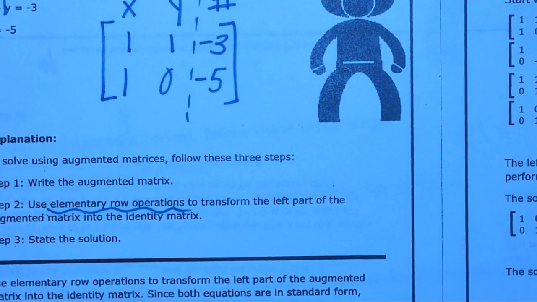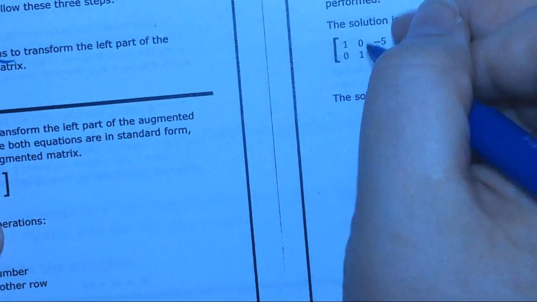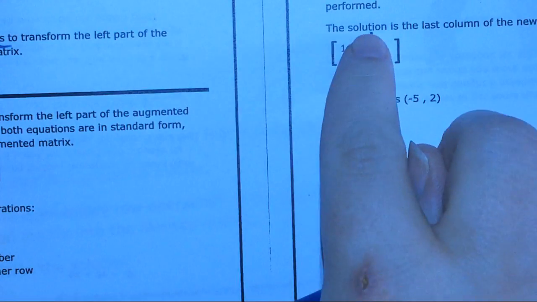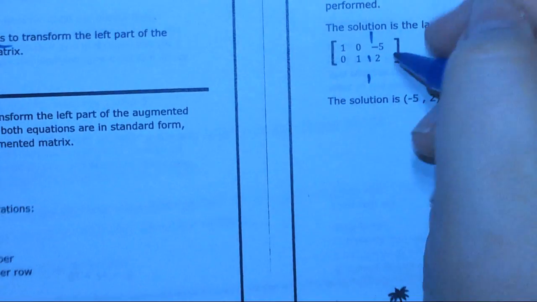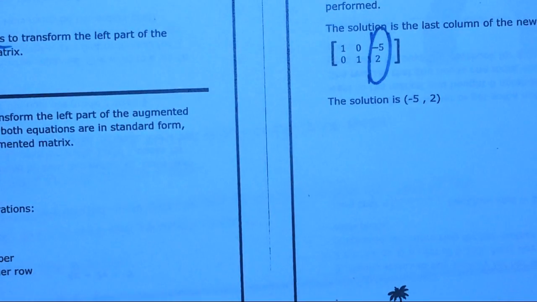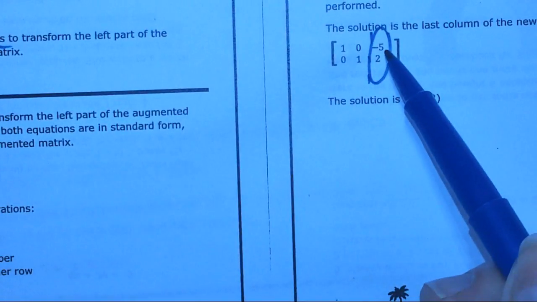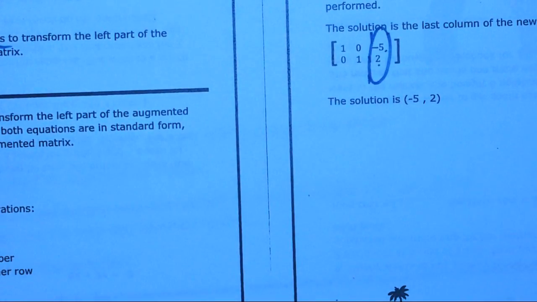Okay, so moral of the story, and I'll show you how to do it in a second, our goal is to end up having this identity matrix, 1, 0, 0, 1 on the left, and then the two numbers on the right are our solutions. So our solution is negative 5, 2. I've got to show you the steps in between.